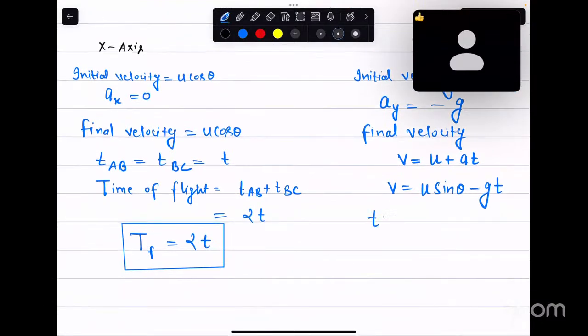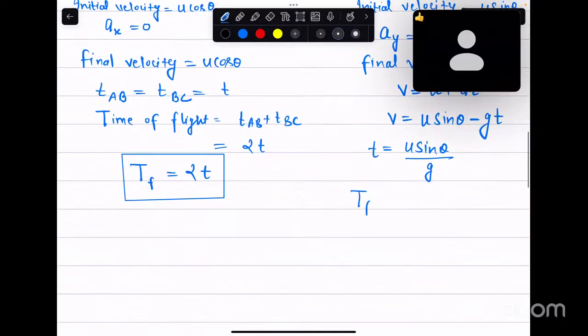Now we have the formula for small t. It is u sine theta by g. And if you find the time of flight, that will be 2 into t. So this will be 2u sine theta divided by g. Yes, any doubt?